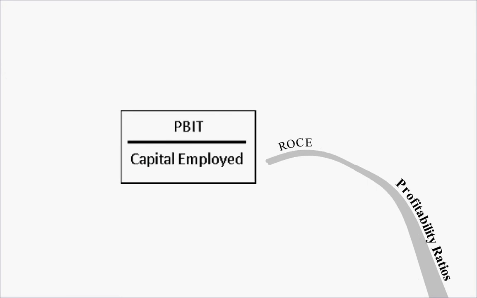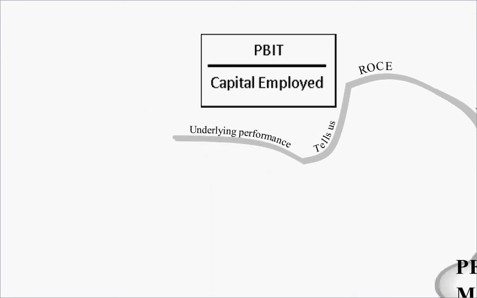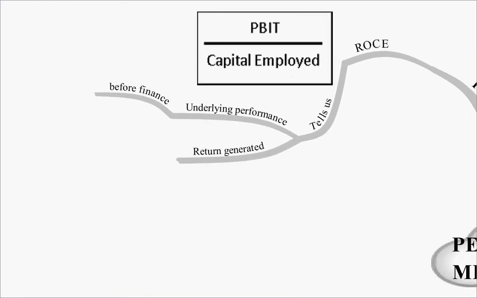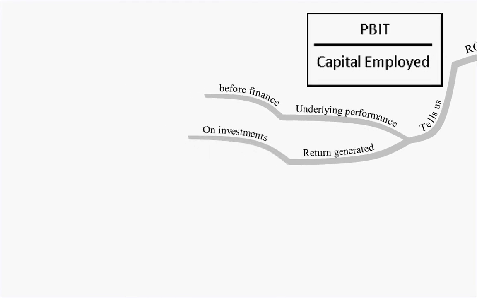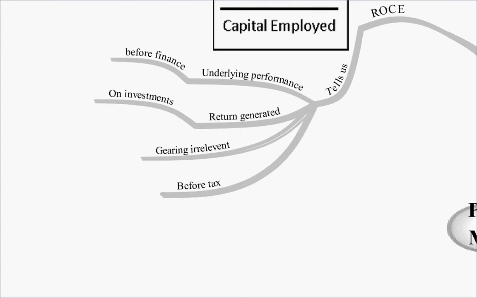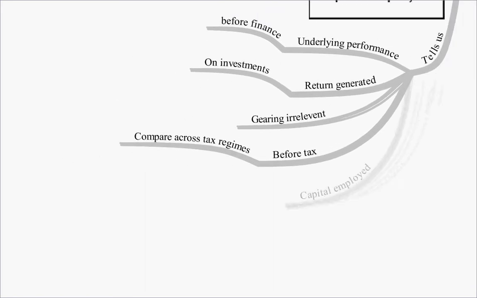The first one, return on capital employed, is our profit before interest and tax over our capital employed. And remember, our capital employed is our total assets less our current liabilities. So what does this tell us? It tells us the underlying performance of the business before finance costs, the return generated on the investments that we actually have within the business. Gearing is irrelevant because we have left our interest out of it. And it's before tax, which means that we can compare it across tax regimes.